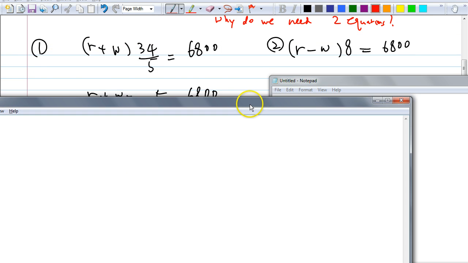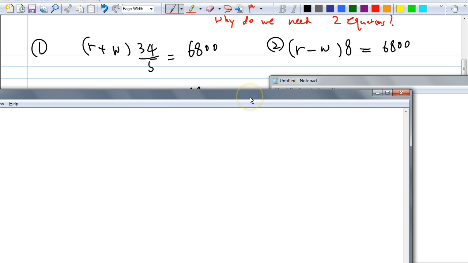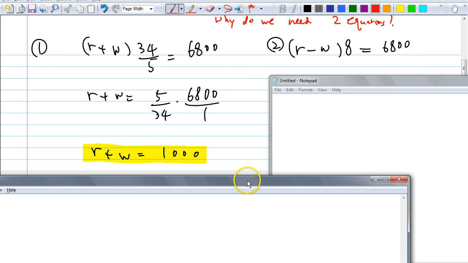So were you able to get it? For the first equation, what did you get when you multiplied both sides by 5 over 34? 1,000 on the right side, don't you? So you get r plus w equals 1,000. You see how nice it becomes? You see this equation just simply became r plus w equals 1,000. That's pretty nice. What about the other one?